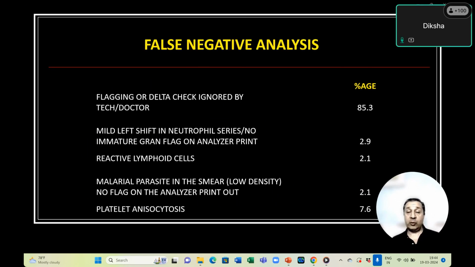So what was the reason for false negatives? We analyzed the data and realized that in the majority of our cases, the flagging criteria or the delta check was ignored, either by the technical staff or by the doctors. And of course, we also had a mild shift, which was ignored. You had some reactive lymphoid cells, which again was ignored, some platelet anisocytosis, etc. All these were the causes for false negative results.